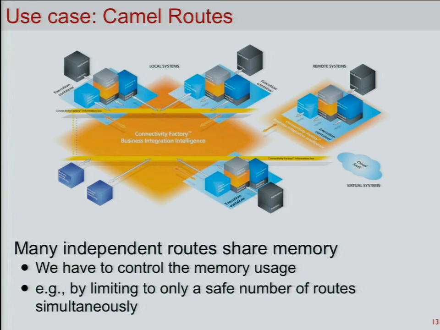So we really have to focus on coordinating things which originally were not necessarily meant to be coordinated together, just because they run within the same OSGi container. One simple thing we can do, for example, is if we have 100 Camel routes, we may want to limit it to a safe number, let's say 50. If all 100 are running, you would just run out of memory.